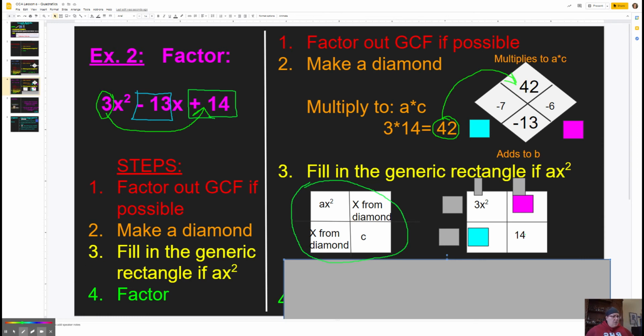And then what we're going to do is use these terms right here, and they're going to go in the other corners here in the generic rectangle, except you're going to put them with an x. So you'll see that I've got negative 7x and negative 6x. So go ahead and copy that down. Take a moment and copy this generic rectangle down, so you have that as a reminder.